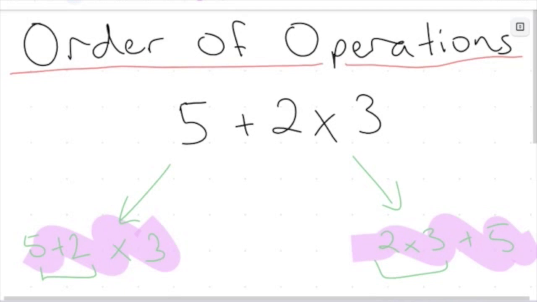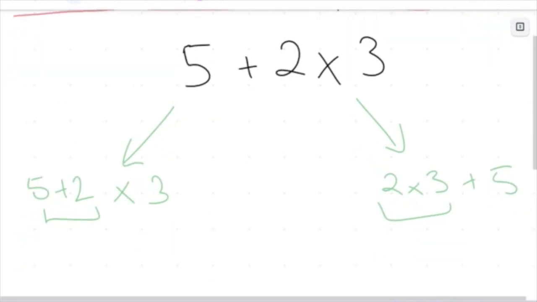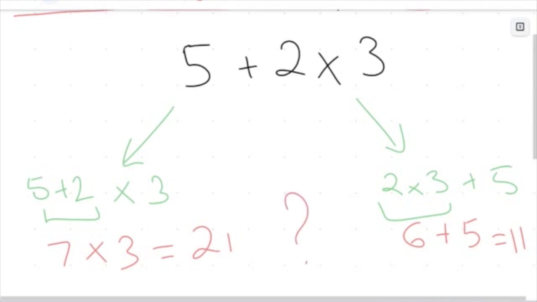different answers. Because if I actually go through these, 5 plus 2, that gives me 10. Oh, sorry, 5 times 2 would give me 10. 5 plus 2 gives me 7, times 3 gives me 21. Now, this one here, 2 times 3 gives me 6, plus 5 gives me 11. So which one's actually correct here? We can't have two answers for just one mathematical expression, right?